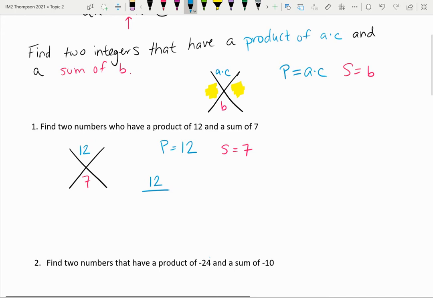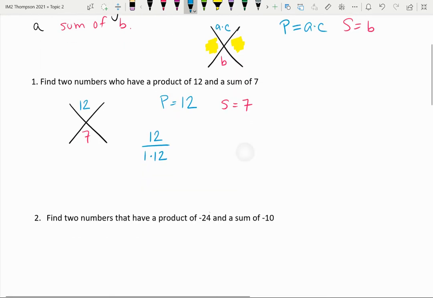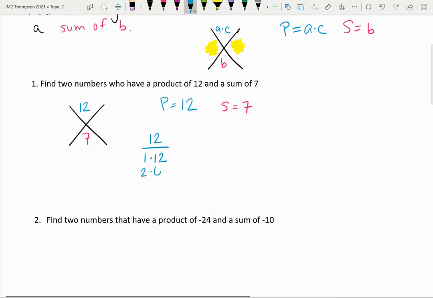So 12. What I'm going to do here is write a list of pairs of integers that multiply to 12. So I know 1 times 12 multiplies to 12. 2 times 6 multiplies to 12. 3 times 4 multiplies to 12. And those are all the unique combinations.